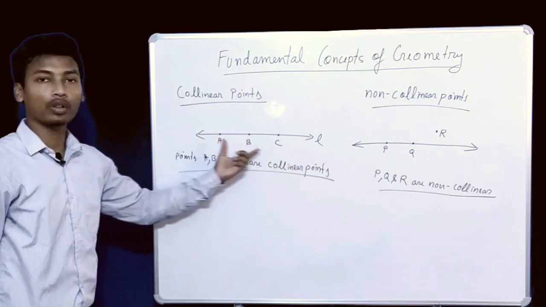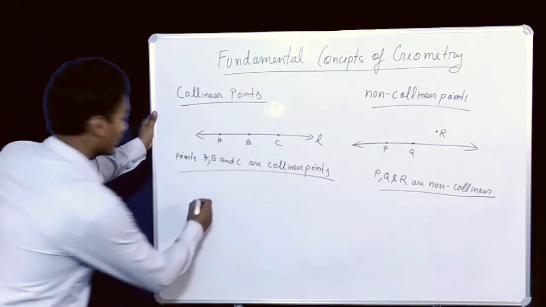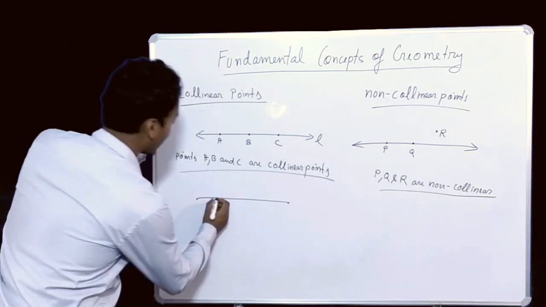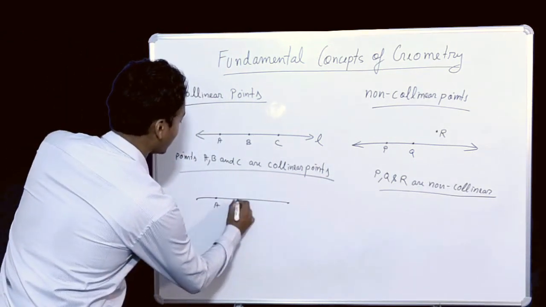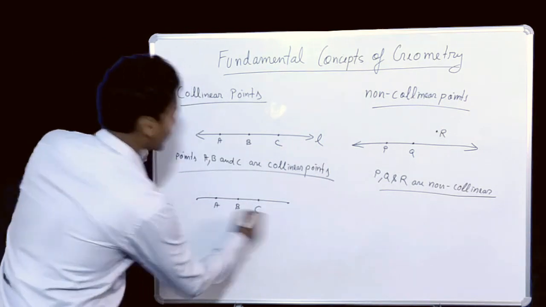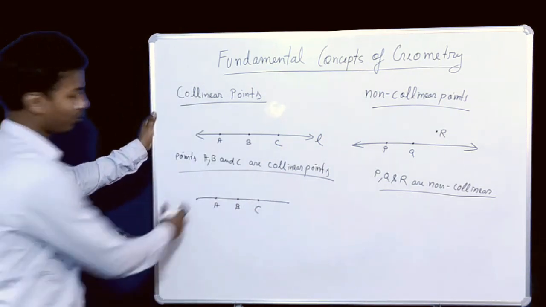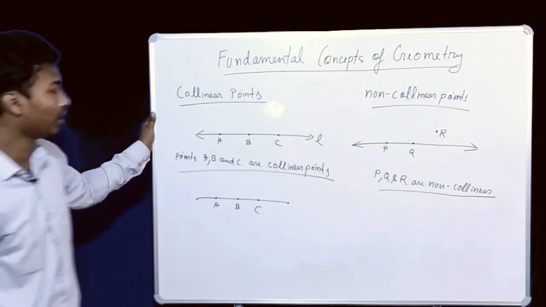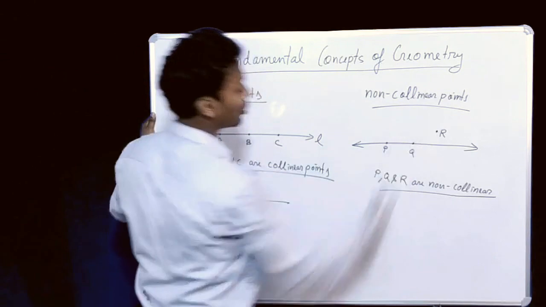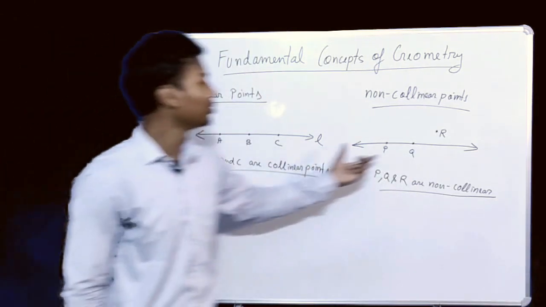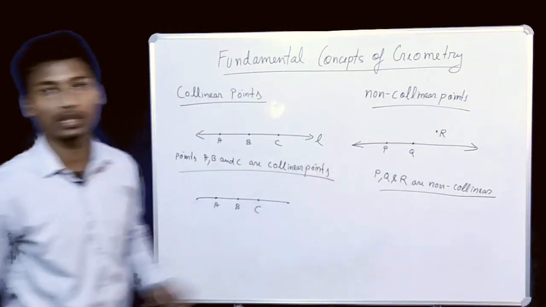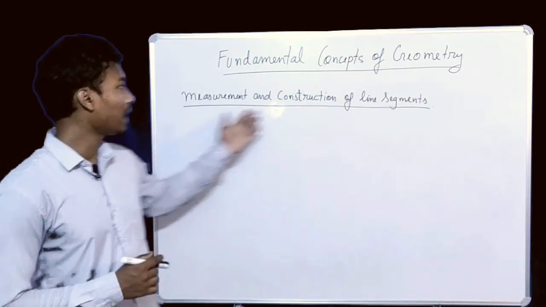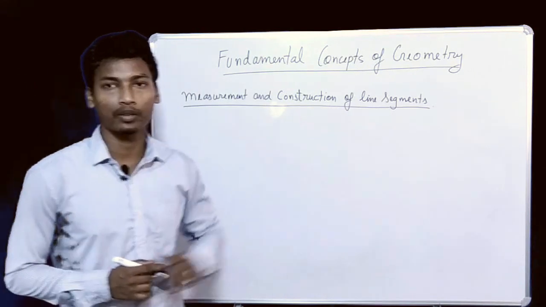So goes for the line segment as well. If you have a line segment and the points A, B, C are on the same line segment, then points A, B, C will also be called collinear points. And you know that if you have 2 points and 1 point outside, these 3 points will not be called collinear.